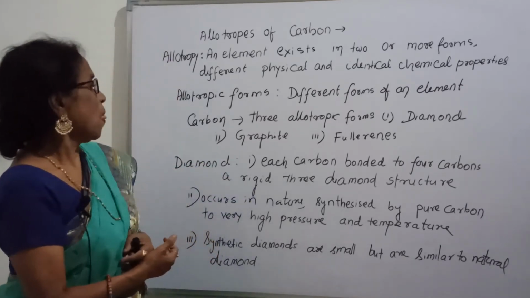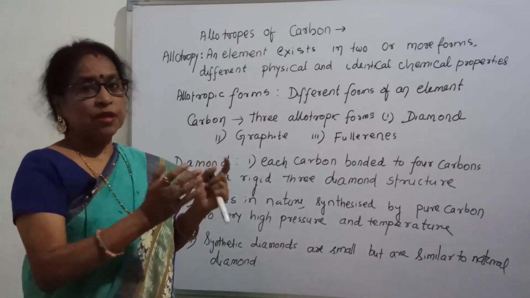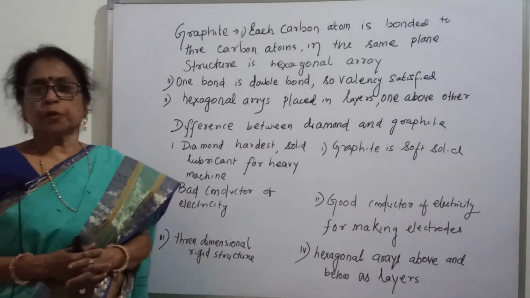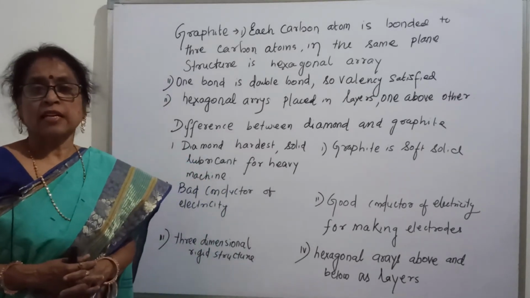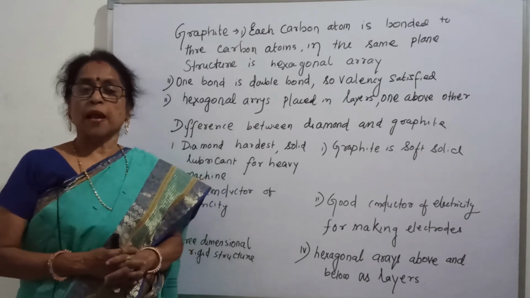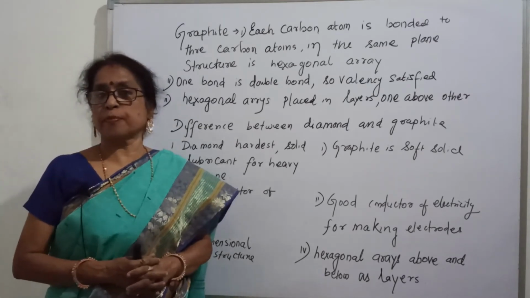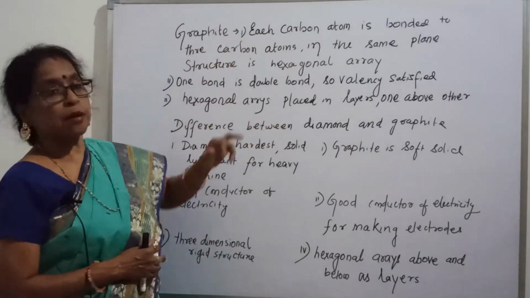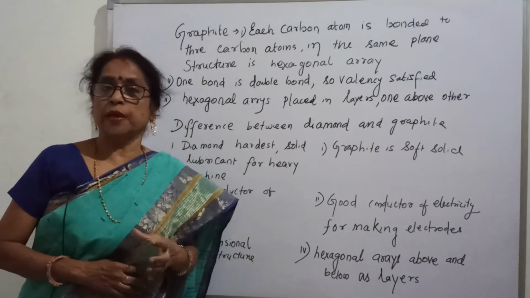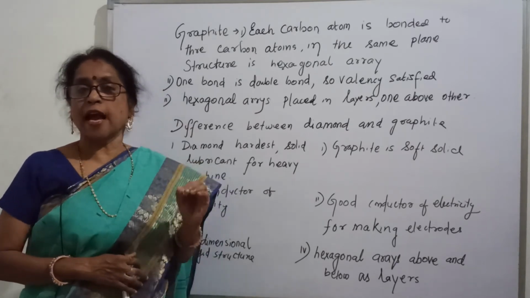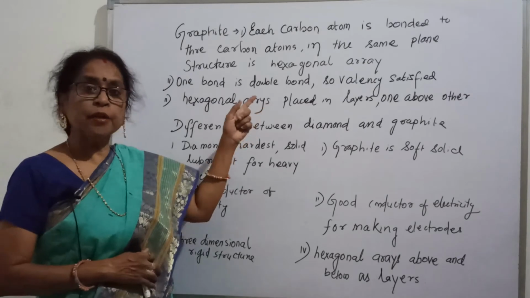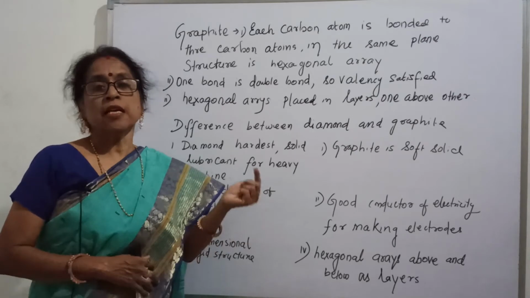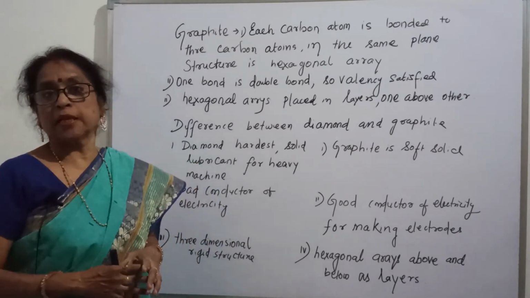Next we will see what is meant by graphite, and then the difference between diamond and graphite. What is graphite? Graphite, you know, is very soft. It is black in color, very soft, and is used for pencil lead. Now in graphite, each carbon atom is bonded to 3 carbon atoms. You know carbon has a valency of 4, which should be satisfied. But here there are 3 bonds, that means there should be 1 double bond, otherwise the valency of carbon cannot be satisfied.